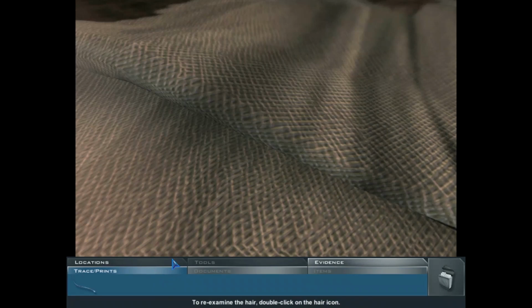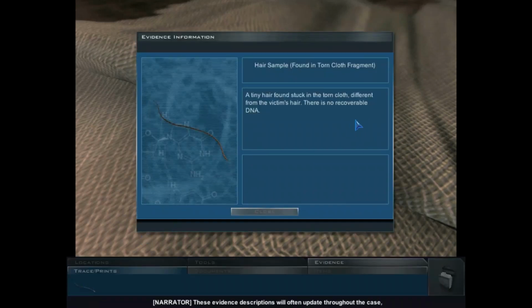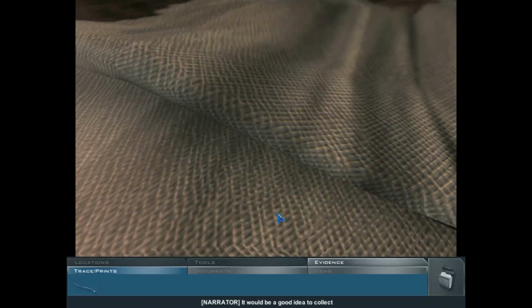To re-examine the hair, double-click on the hair icon. These evidence descriptions will often update throughout the case, so check them regularly. Click on the Close button now. It would be a good idea to collect the torn sheet as well. We're a little too close right now, so exit this close-up view by clicking on either side of the screen.